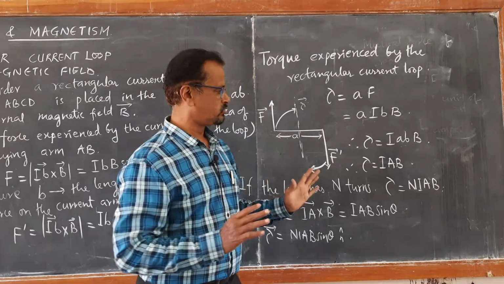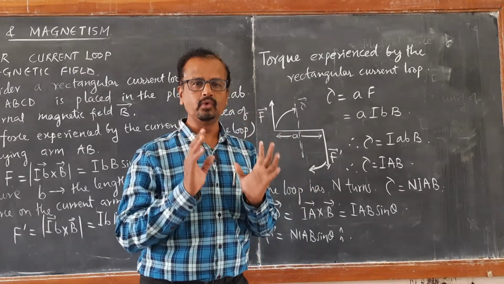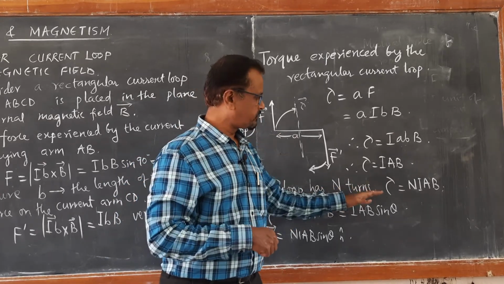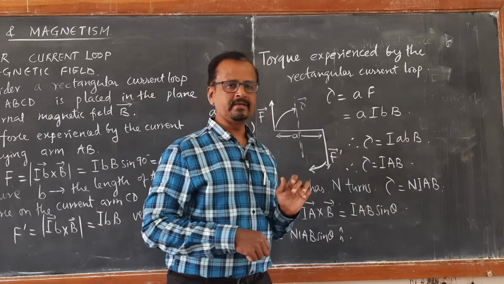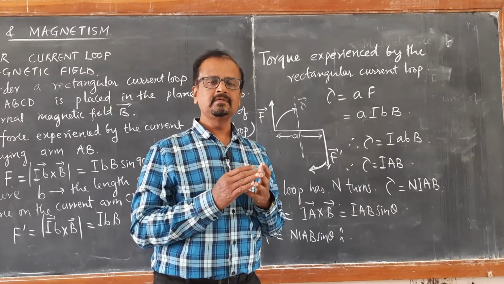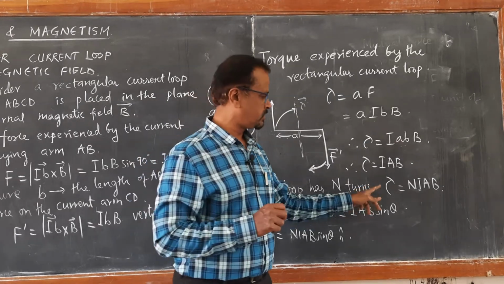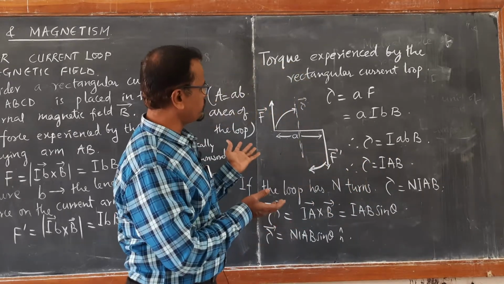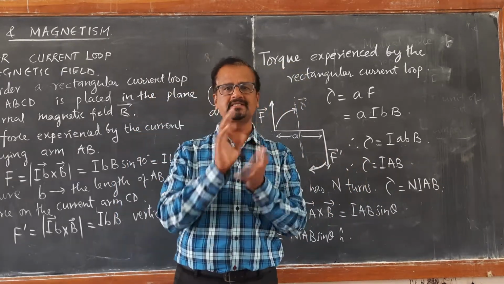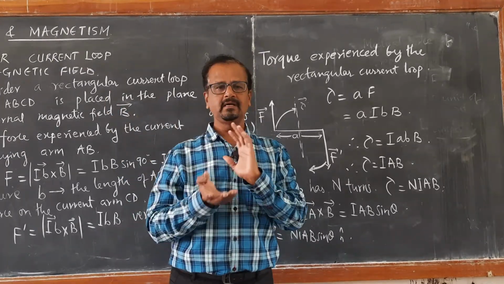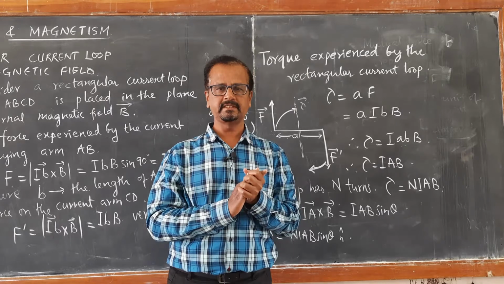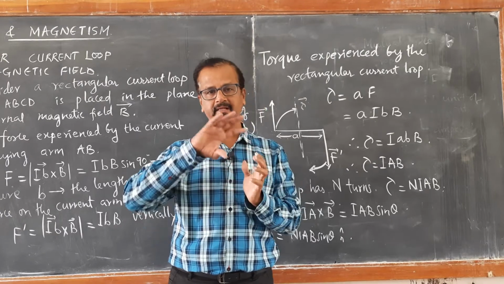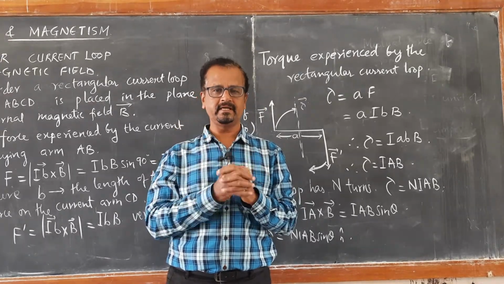If the same rectangular loop has n number of turns, then the current is repeating n times. Therefore, the torque becomes n times IAB. The torque becomes n times the torque experienced by a single loop. Therefore, the total torque now becomes NIAB. Now, the torque experienced by this loop tends to turn this rectangular loop, in this case, in the anti-clockwise direction, right? If you reverse the direction of current, then that loop will rotate in the clockwise direction.